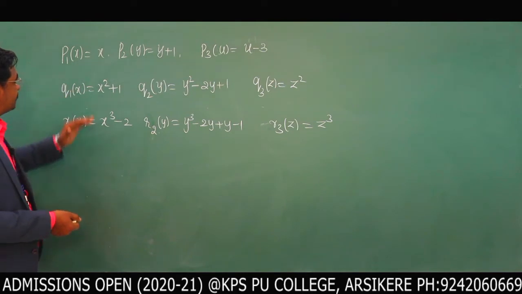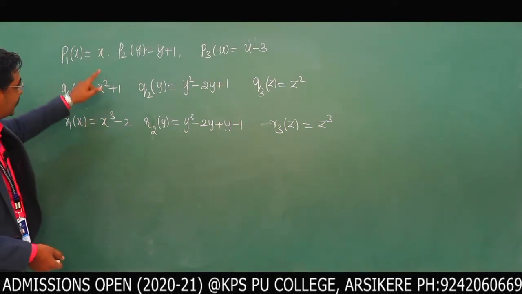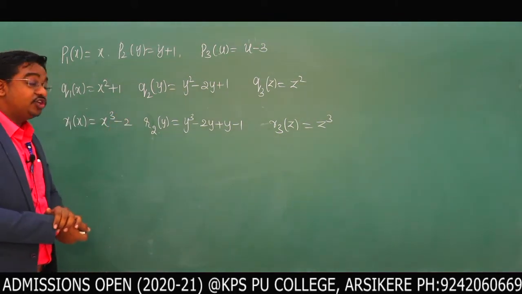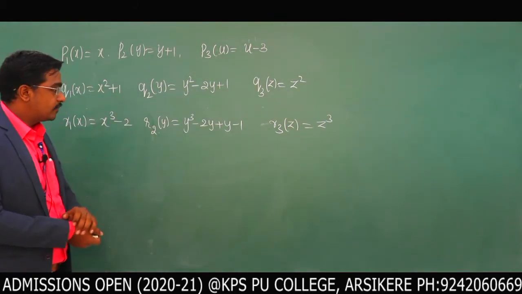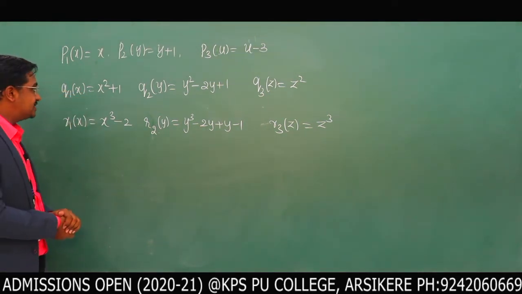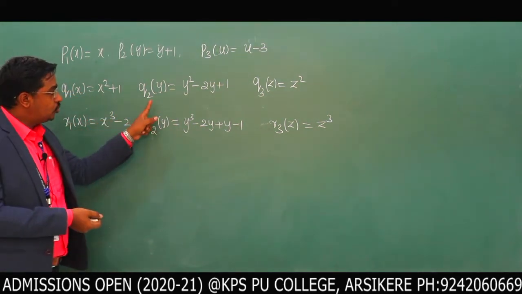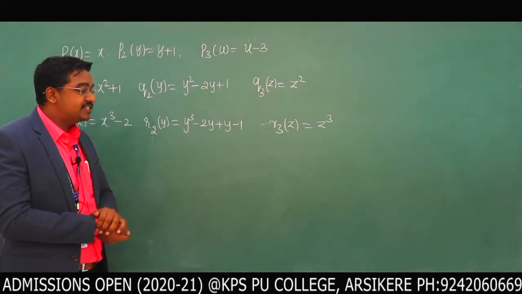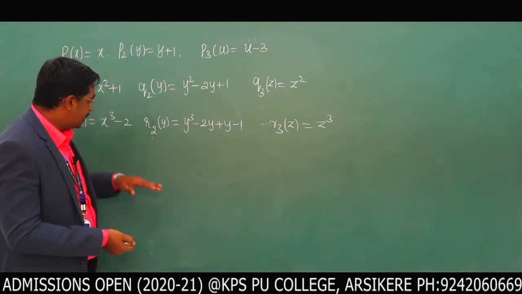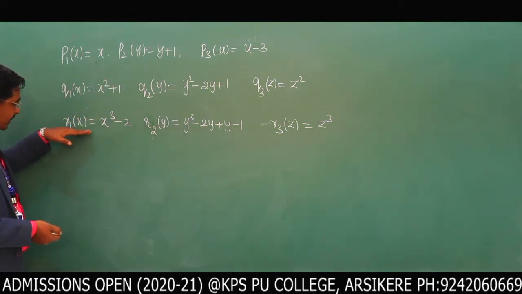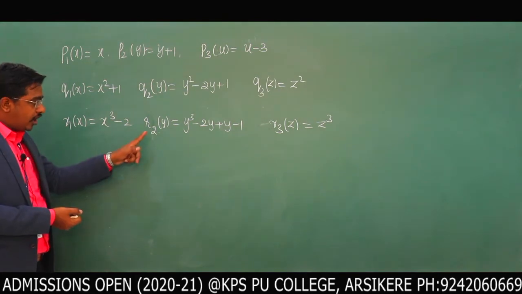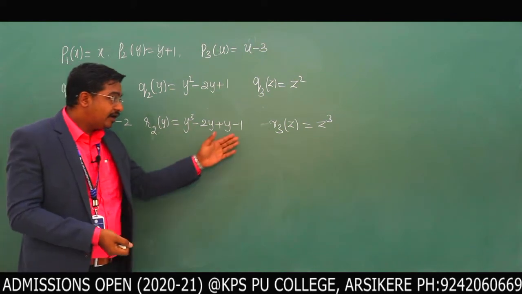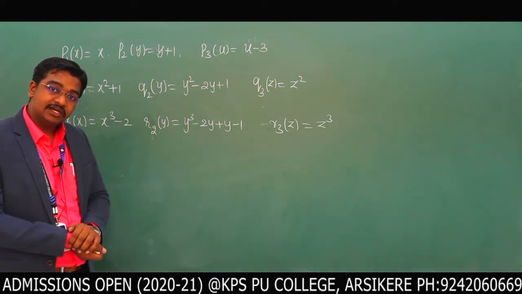Look at the first example, p1 of x is equal to x, p2 of y is equal to y plus 1, p3 of u is equal to u minus 3. Second one, q1 of x is equal to x square plus 1, q2 of y is equal to y square minus 2y plus 1 and q3 of z is equal to z square. Last one, r1 of x is equal to x cube minus 2, r2 of y is equal to y cube minus 2y plus y minus 1 and r3 of z is equal to z cube.